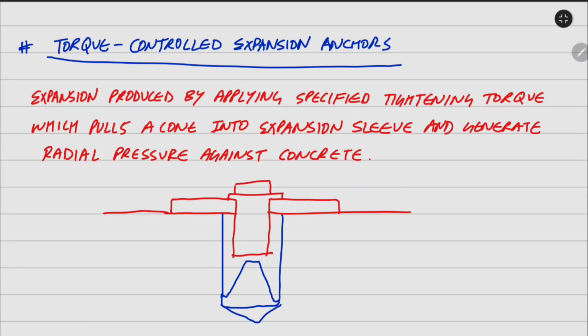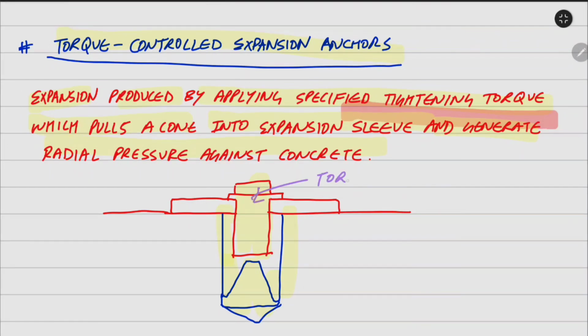Now the next one is torque controlled expansion anchors. Expansion is produced by applying a specified tightening torque. In the first case, that is displacement control, we are hammering. Here, what we are doing? We are applying tightening torque, which pulls a cone into the expansion sleeve and generates radial pressure against the concrete. As expansion anchors have two bodies, one is the inner body and the other one is the outer body. Now we are applying forces to the inner body. Here we are applying torque.